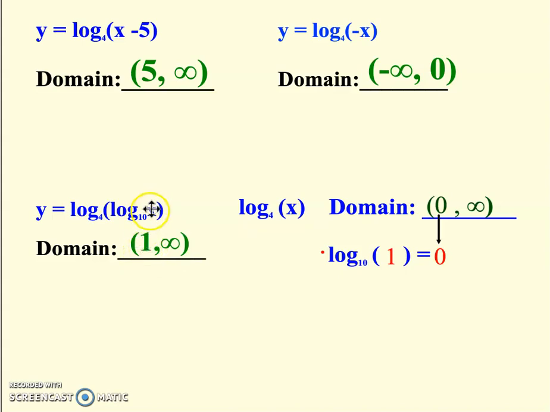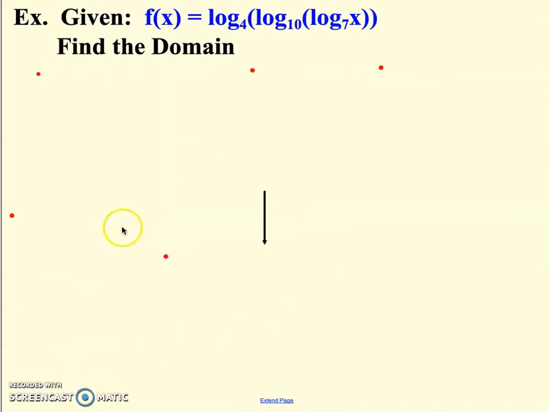Because 1 plugged in here would cause this to become 0, and then log base 4 of 0 would be the original domain issue. Can't log 0. Then expand this idea to more logs, and there's more of a domino effect you've got to think about. The first time you do this, it's a little bit confusing, I think, so I'm trying to map it out for you guys.